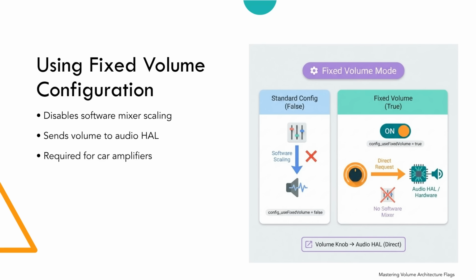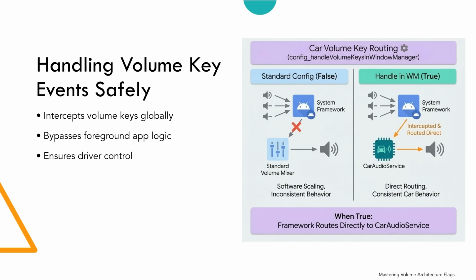When you enable fixed volume, you use the flag config_useFixedVolume. When this flag is set to true, Android disables internal mixer volume control. When you turn the volume knob, the system forwards volume requests directly to the audio HAL instead of scaling audio in software. When you press volume keys in a car, behavior must remain consistent.